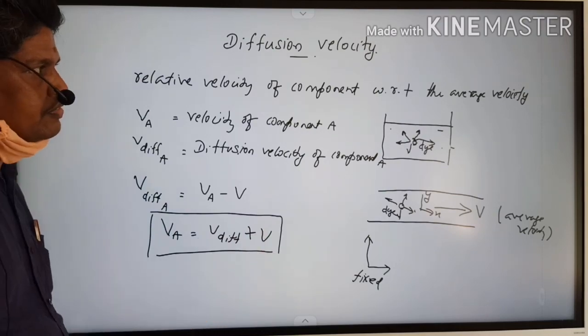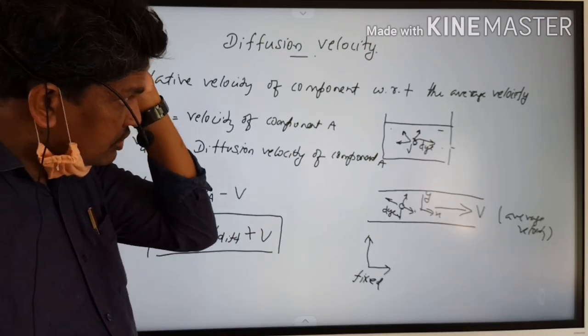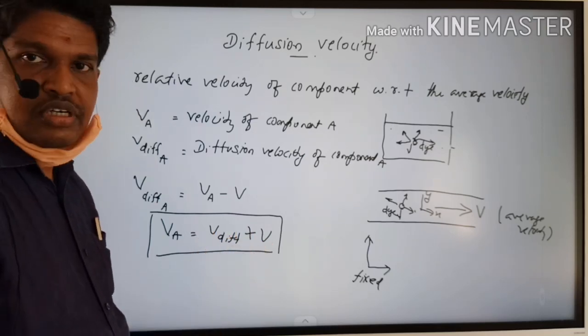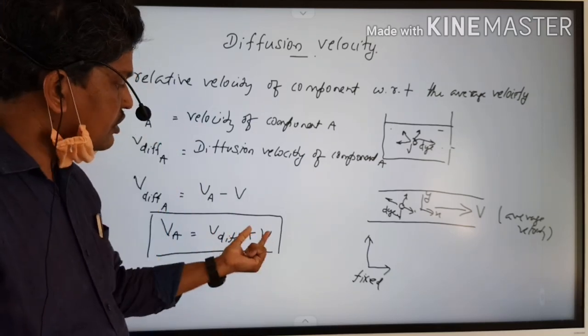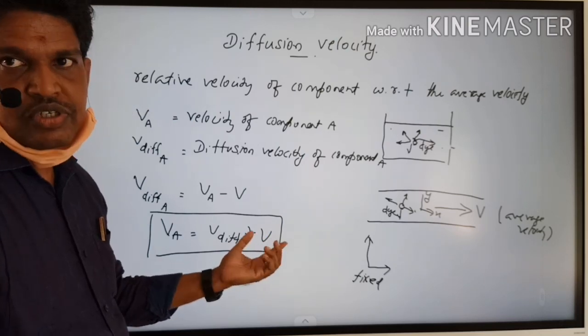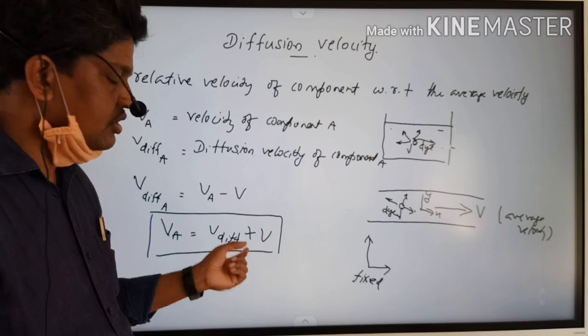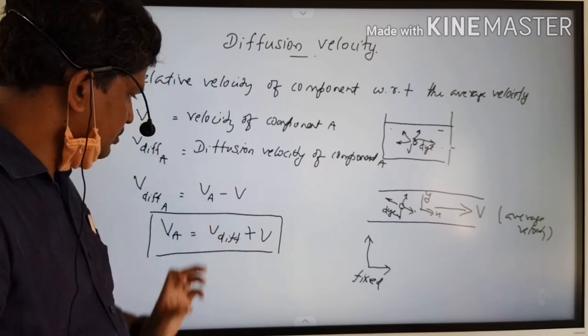So here we are defining two types of velocity. One is the average velocity and the second one is the diffusion velocity. And the average velocity is of two types: one is based on the mass, that is the mass average velocity, and the second one is the molar average velocity.